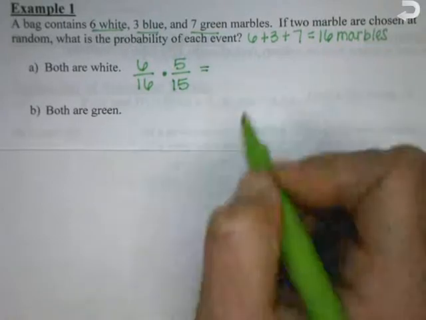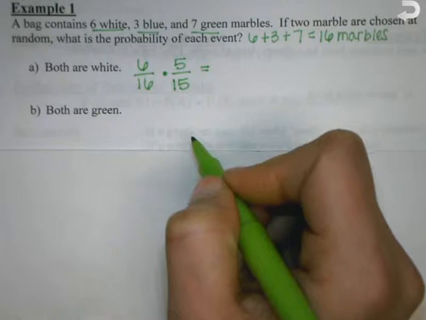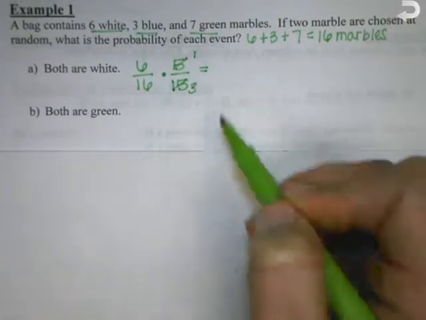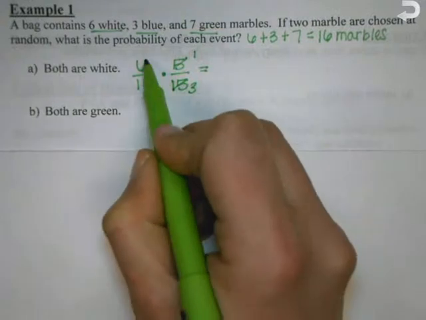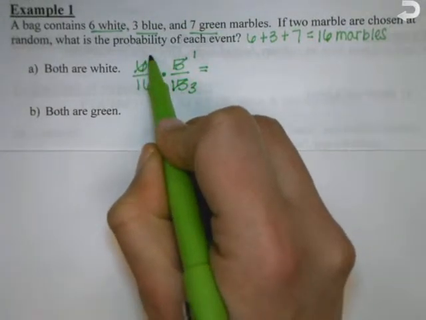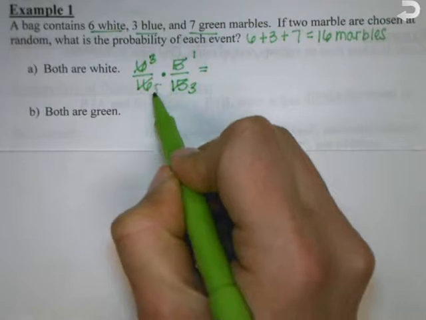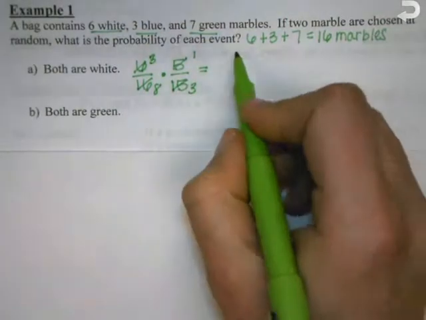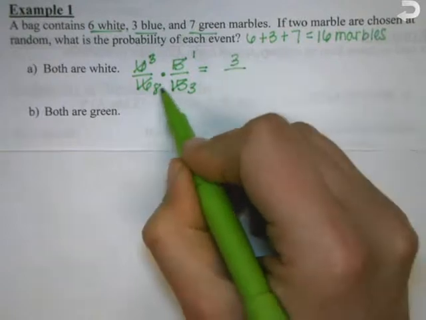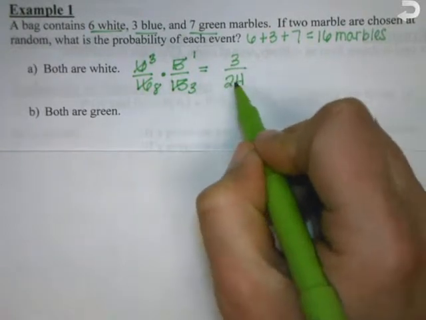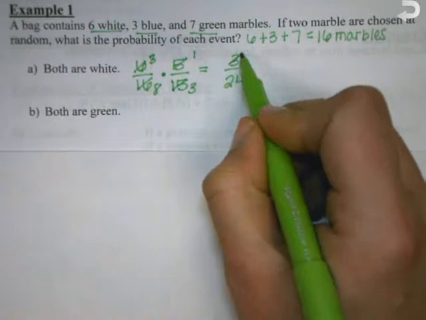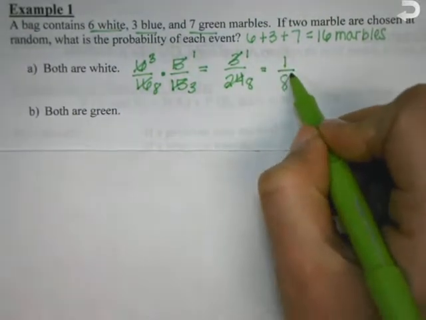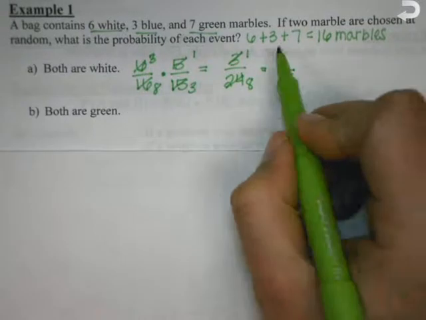So when I multiply those together, before I do, let's reduce as much as we can. 5 goes into 5 once, and 5 goes into 15 3 times. And 6 over 16 reduces by 2. 2 goes into 6 3 times, and 2 goes into 16 8 times. So when I multiply that across, I have 3 over 8 times 3, which is 24. But that also reduces one more time. 3 goes into 3 once, and 3 goes into 24 8 times. So the probability that both of my marbles come out white is 1/8.